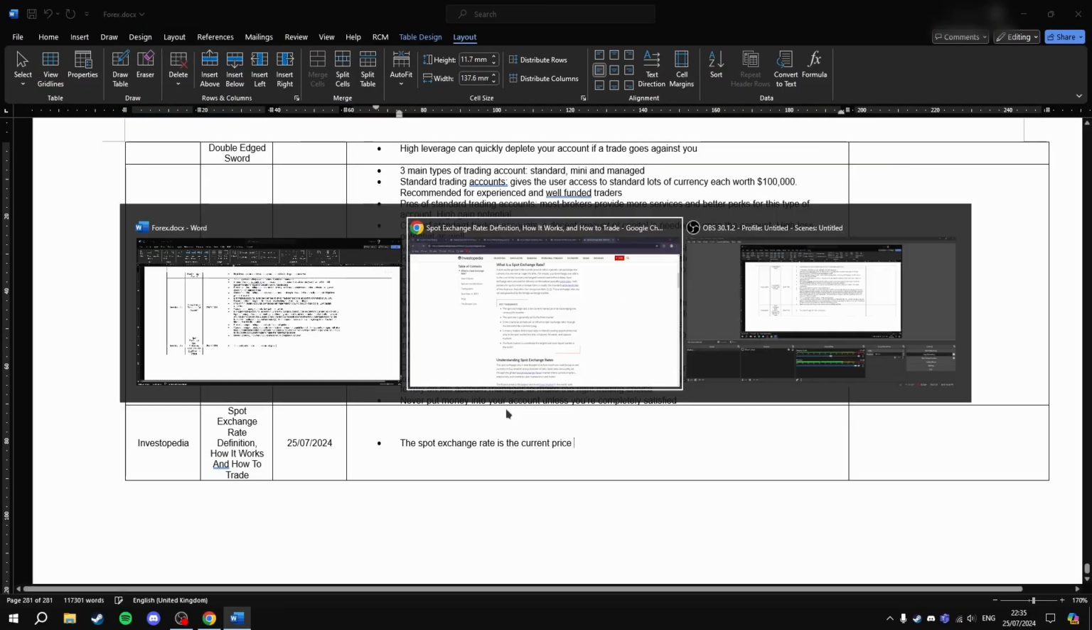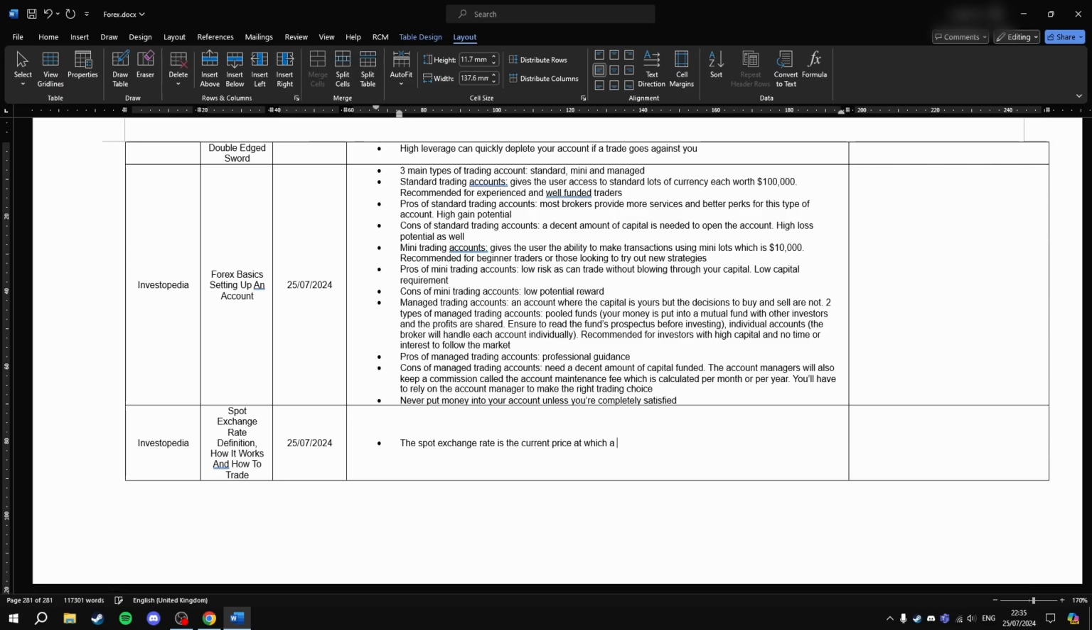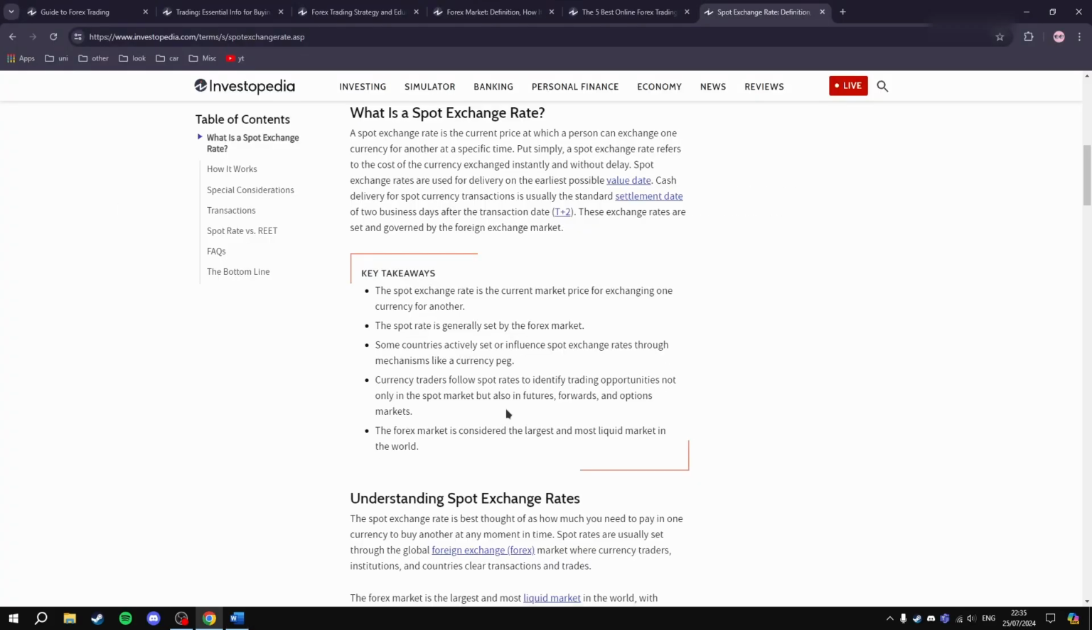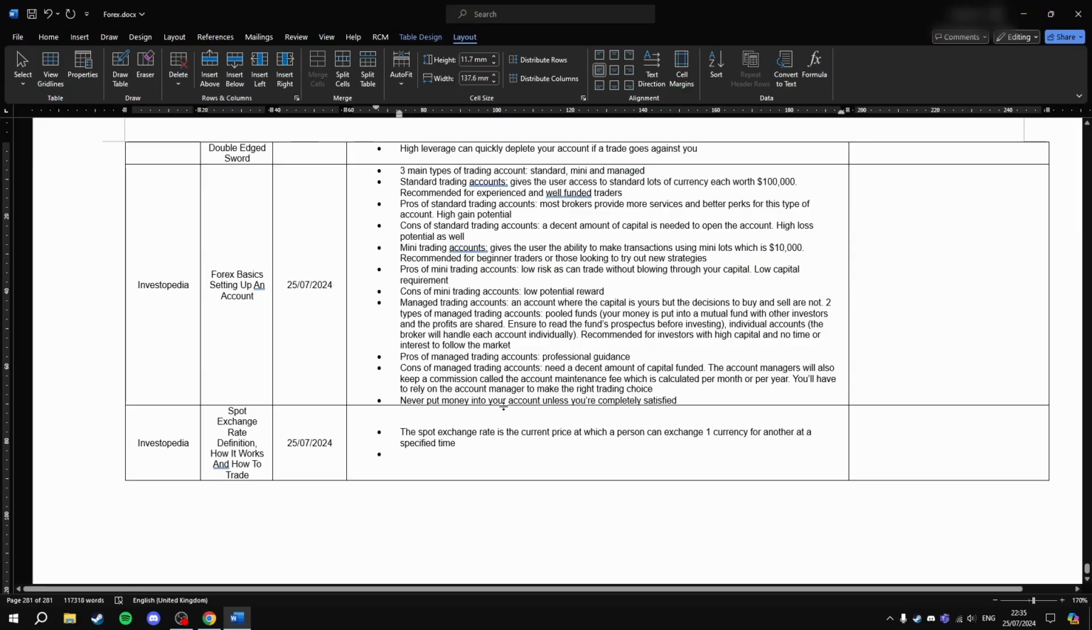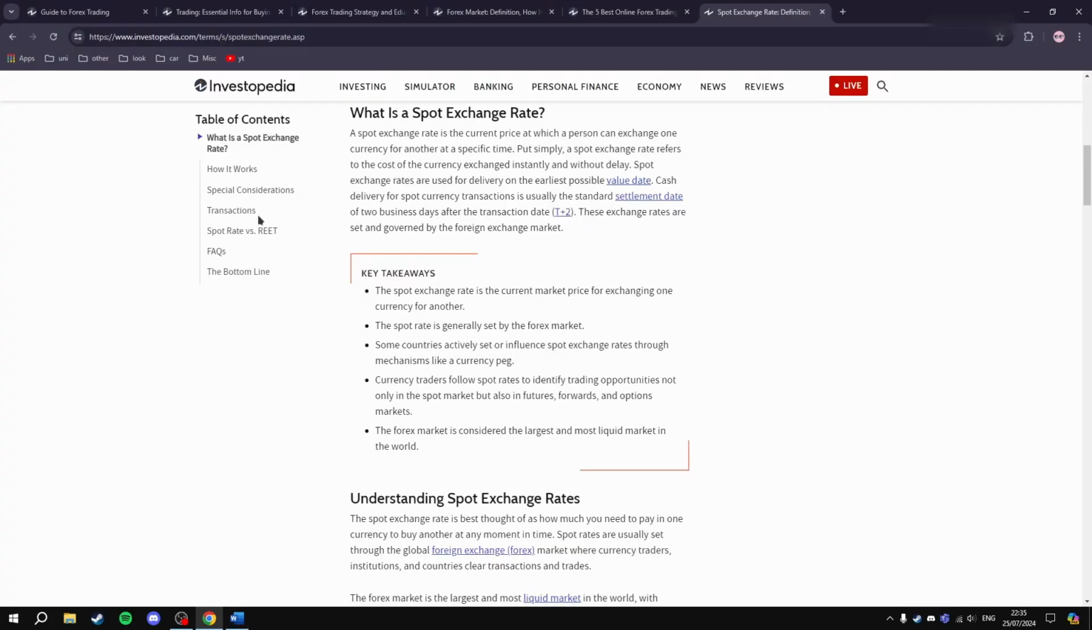So the spot exchange rate is the current price at which a person can exchange one currency for another at a specified time. At a specific time.